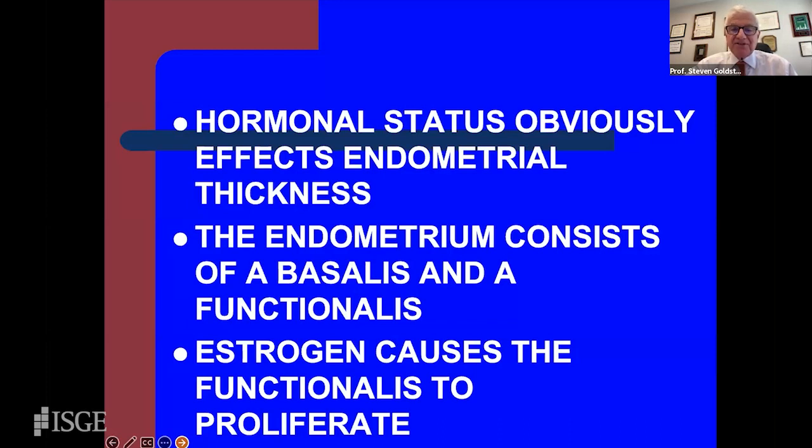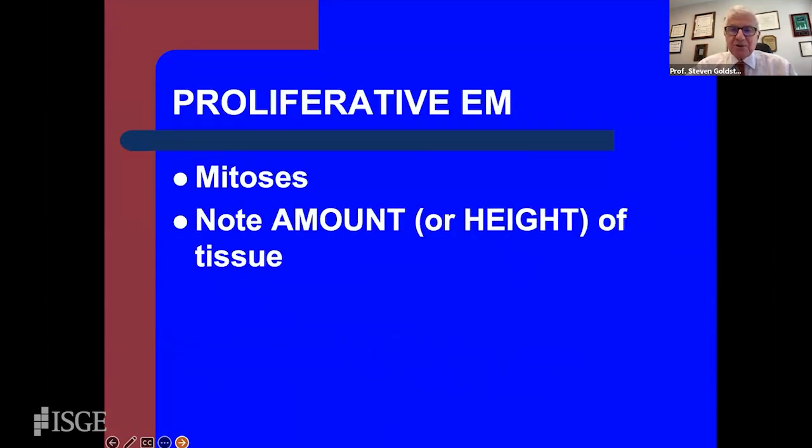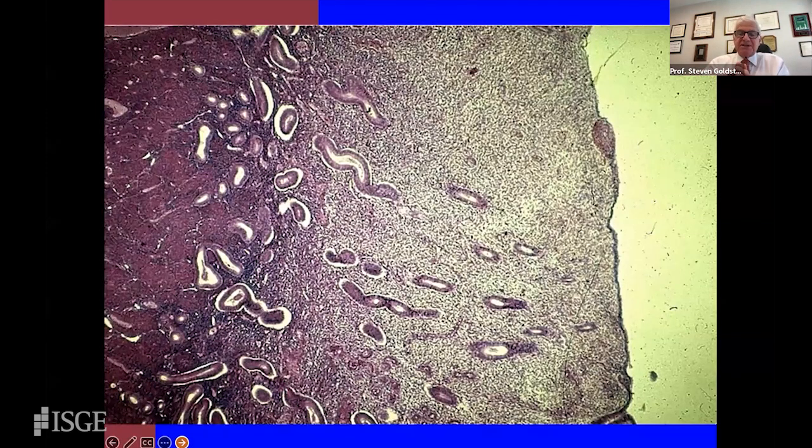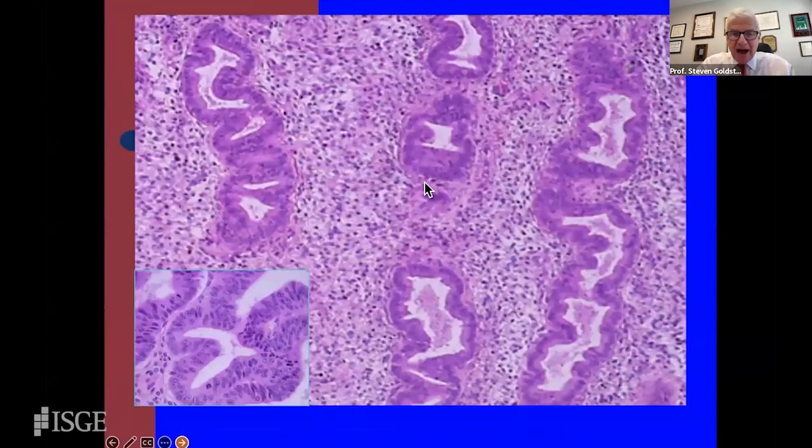Hormonal status obviously affects endometrial thickness. The endometrium consists of a basalis and a functionalis. Estrogen causes the functionalis to proliferate. Proliferative endometrium is characterized by abundant mitotic activity. If you look at this hysterectomy specimen done in the proliferative phase, you see typical proliferative endometrial glands. If we look at them in higher power and even higher power, almost every one of these nuclei is mitosing, having a mitotic figure because it is actively proliferating.